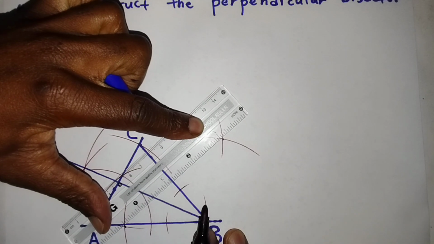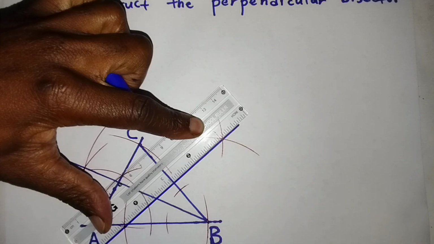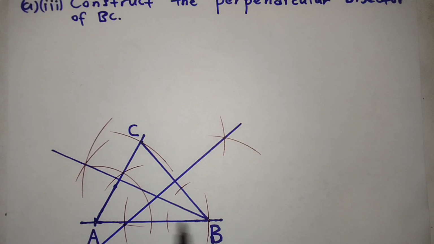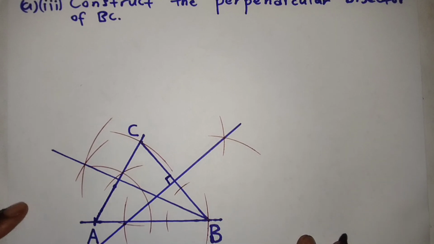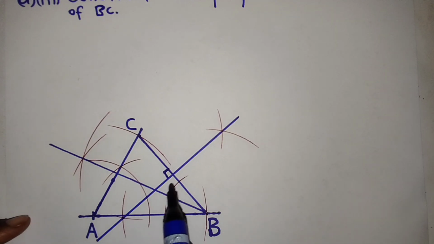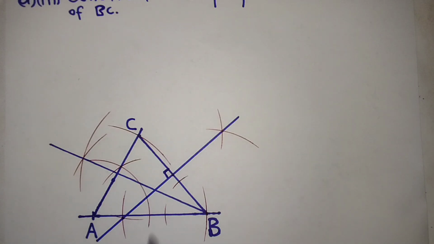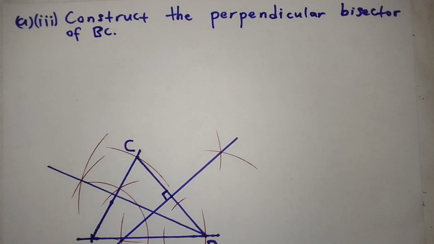So it's going to pass through the middle section of BC, and at the same time forming an angle of 90 degrees. Okay, so here it's 90 degrees. Okay, so it's called a perpendicular bisector because if you measure from here to B, it is the same as from here to C. So it's a bisector. It bisects BC, or it passes through the middle section of BC at the same time forming an angle of 90 degrees. Okay, so let's move on.